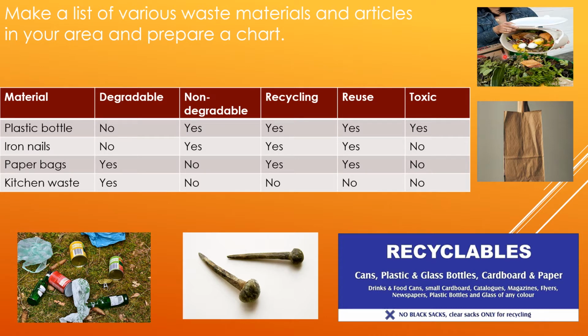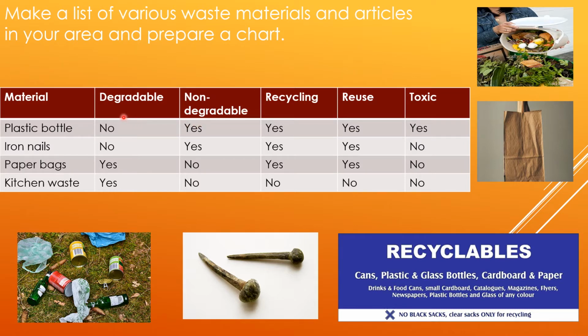Now, taking each material, you can fill these 5 columns. That is, whether that material is degradable or non-degradable, whether it can be recycled or reused, or whether it is toxic or not. So you can fill this chart on your own. Now, at first we have to think about what is degradable and non-degradable.